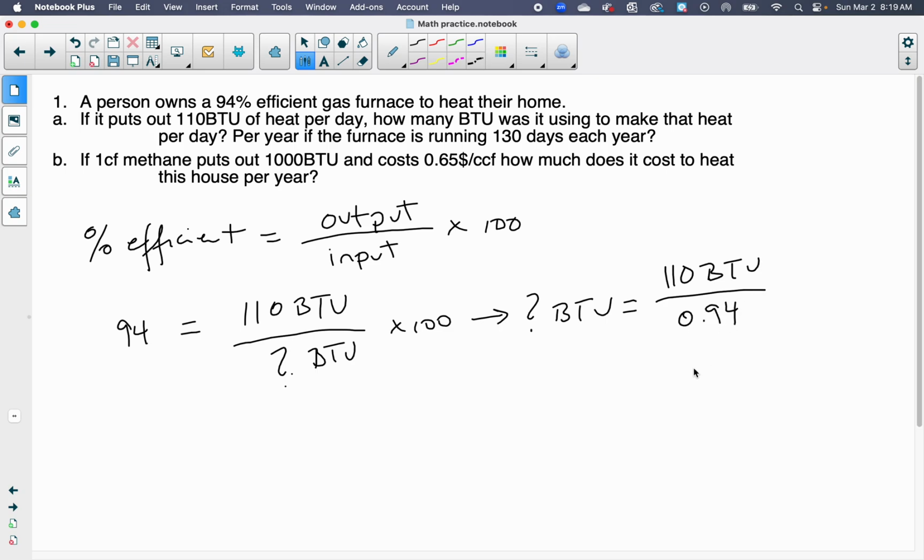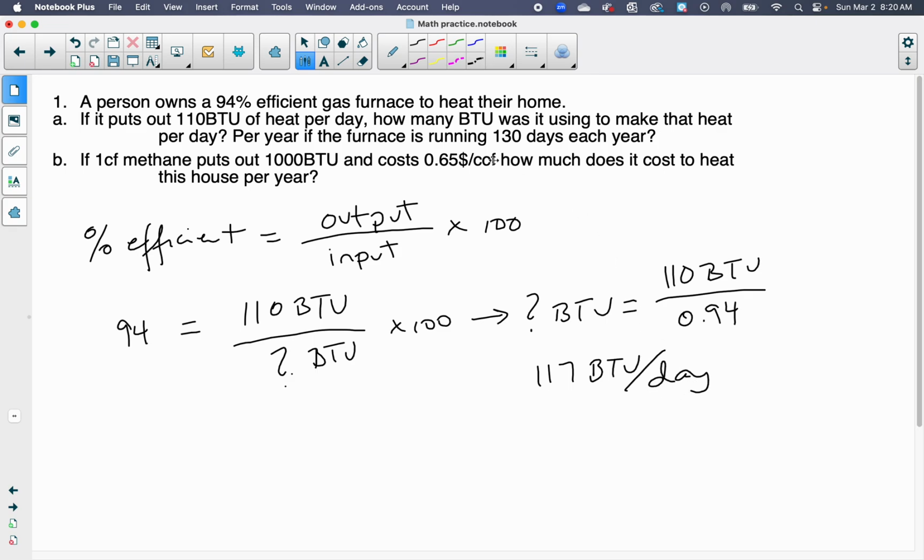There's our efficiency. As something to notice, when you are dividing by a number that is less than 1, then your result will end up greater. So 117 BTUs, and that's how much we have to put in order to get our heat to come out like that. So that's per day.